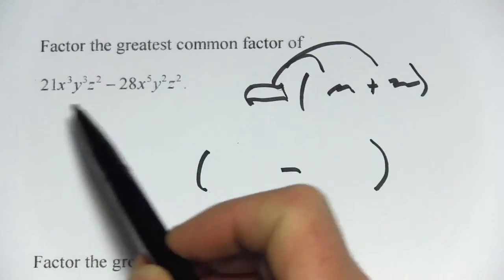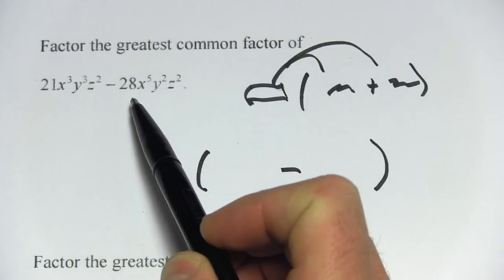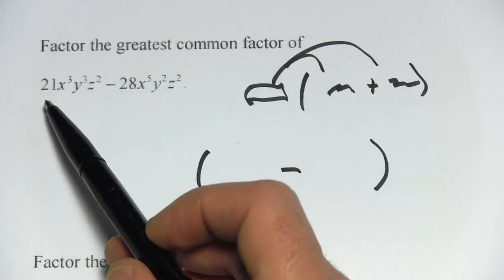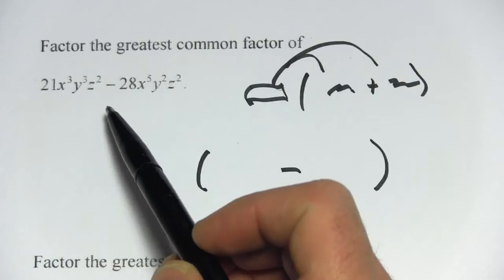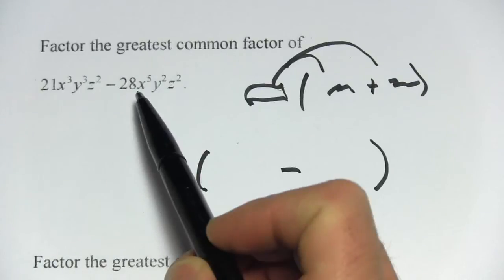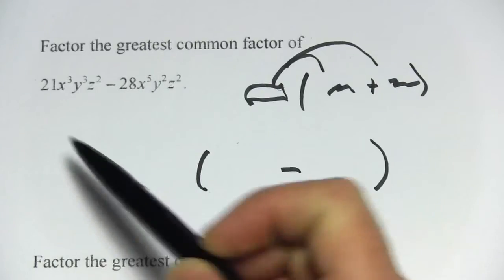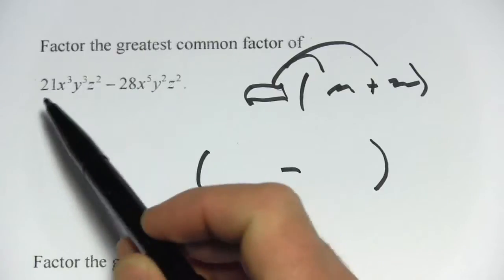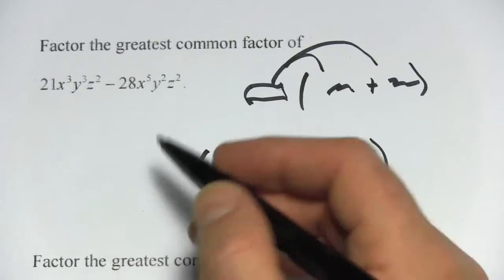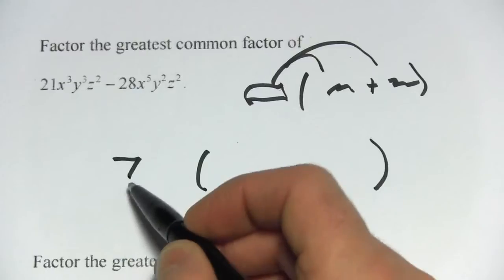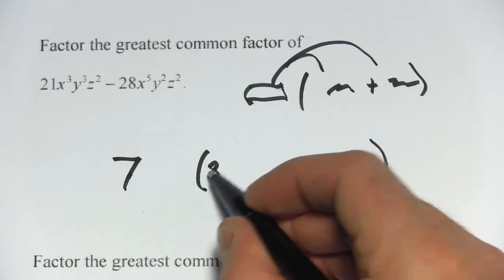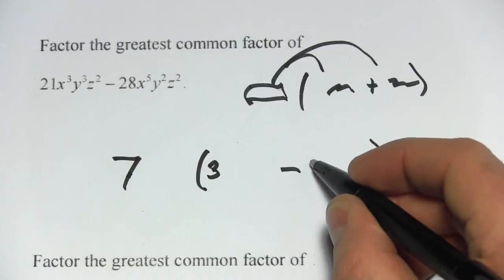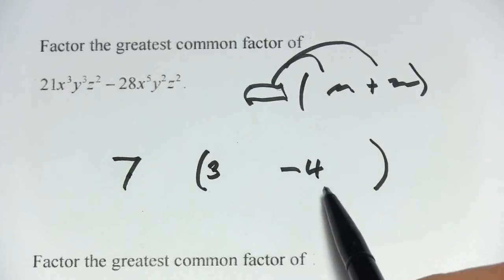Let's look at the numbers first. We have 21 and 28. They're both divisible by 7. This is 7 times 3. This is 7 times 4. I don't think they have any other common factor, so I think 7 is the biggest common factor. So I'm going to choose to divide both of these terms by 7. When I do that, I put the 7 out here. So there's my 7. And 21 divided by 7 is 3. And 28 divided by 7 is 4. So that's what's left over after I do the dividing by 7.